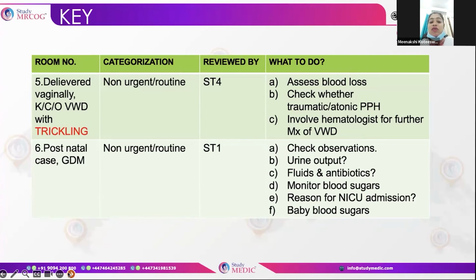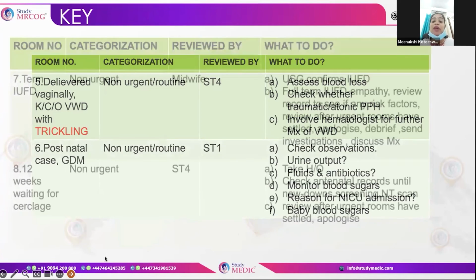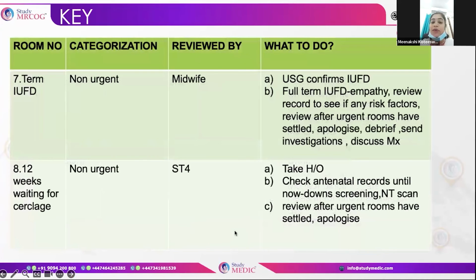The next, room number 6, was after delivery. She's a case of GDM. So we need to check her observations, her urine output, whether the antibiotics have been given, her fluid monitoring, and her blood sugars. In this case, she was on insulin and her blood sugars are controlled, but the baby was having hypoglycemia, because of which the baby was admitted.